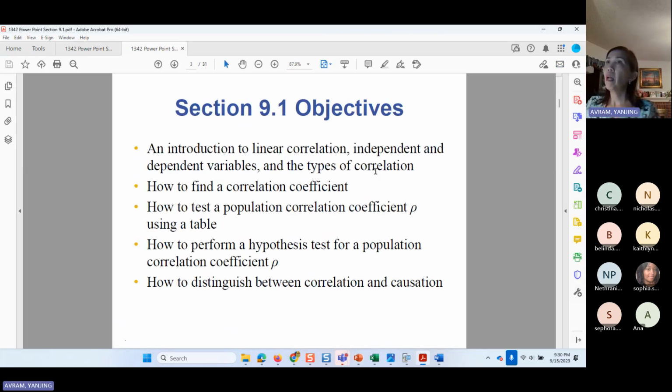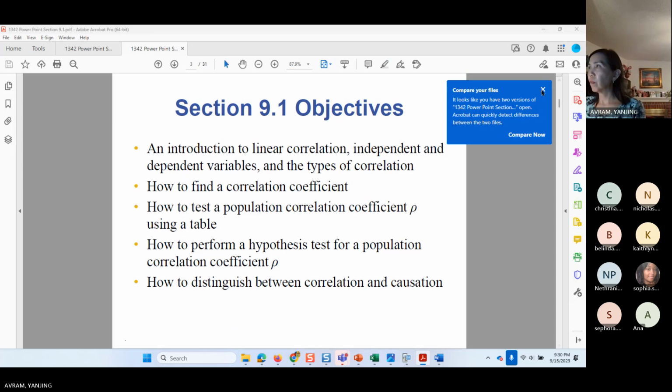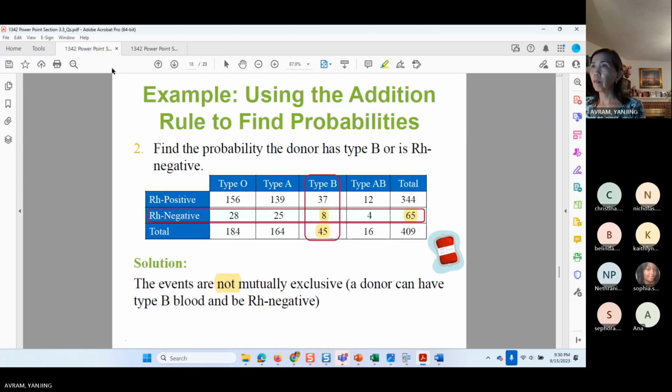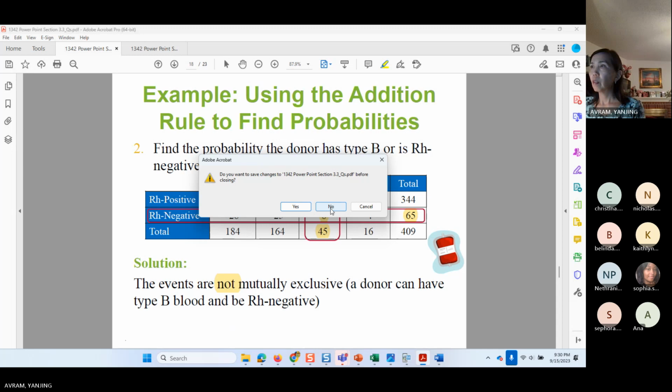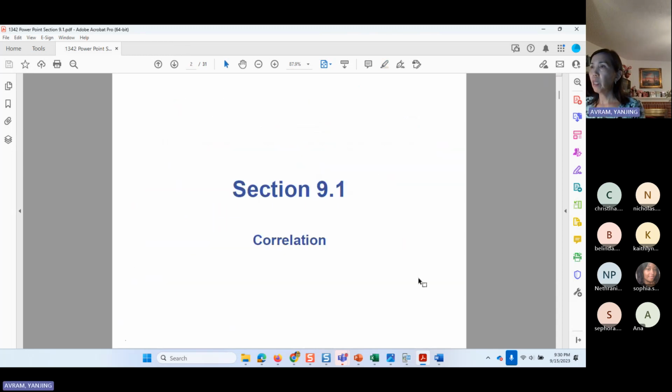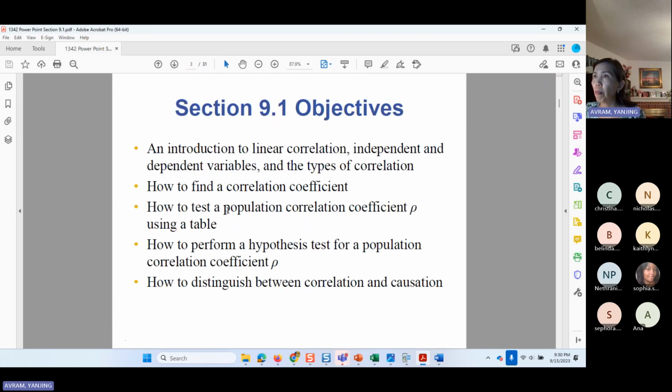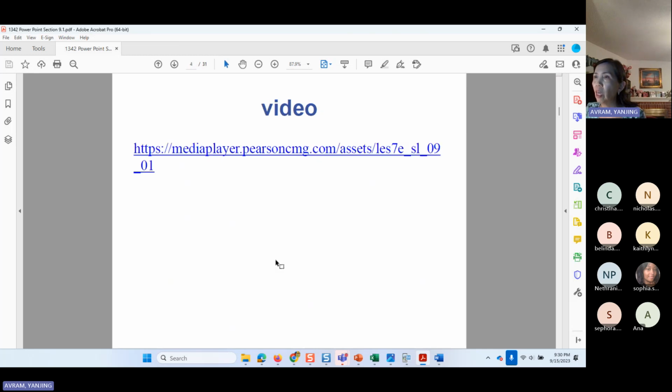Okay, so the chapter 9.1 here, the good thing is in this section you can use a calculator pretty much to find the correlation coefficient. Okay, so this introduces the linear correlation coefficient, independent event variable, and how to find a correlation coefficient. All right.